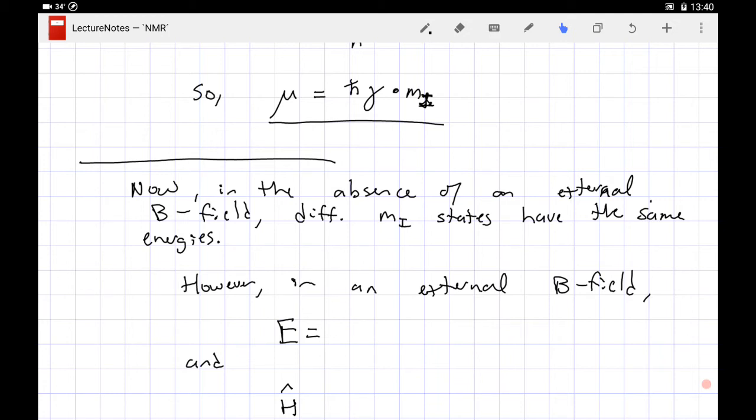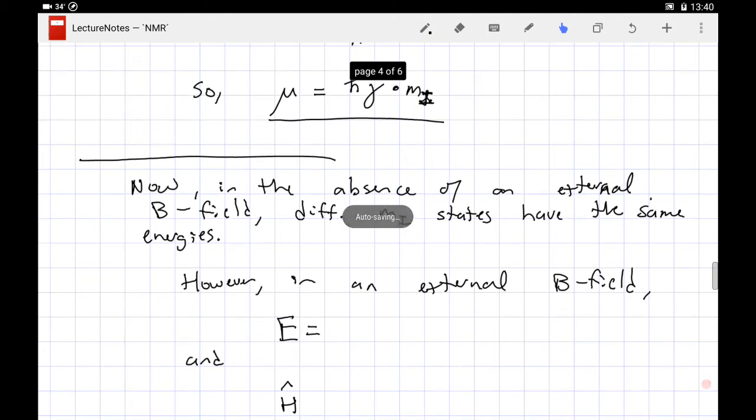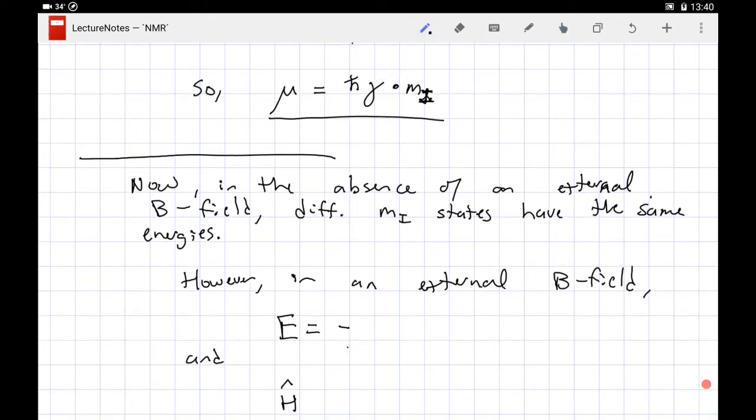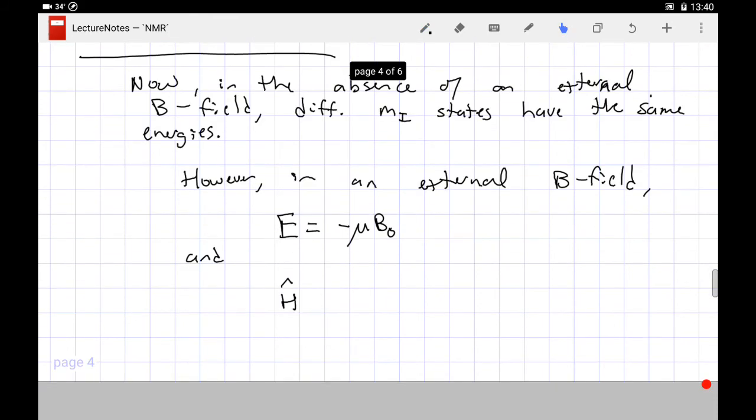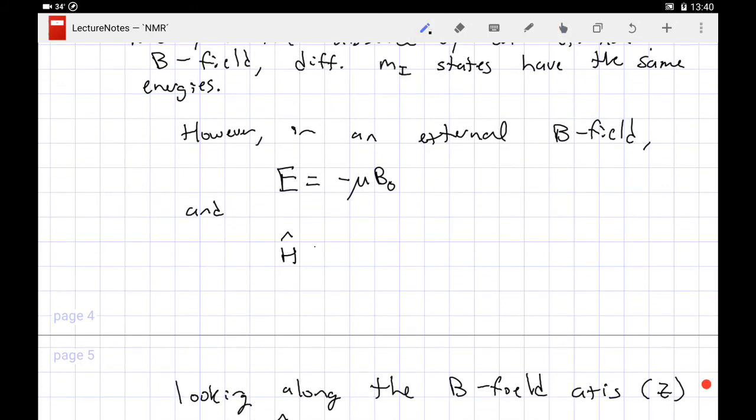Neat. Now, where does NMR spectroscopy come in? Well, if we're in the absence of an external magnetic field, all of the m sub I states have the same energies. We would not expect them to be any different. However, if we're in an external magnetic field, the energies of those orbitals is minus mu times B naught, where B naught is our magnetic field. And we have an analogous expression for the Hamiltonian. It's this mu operator times B naught.